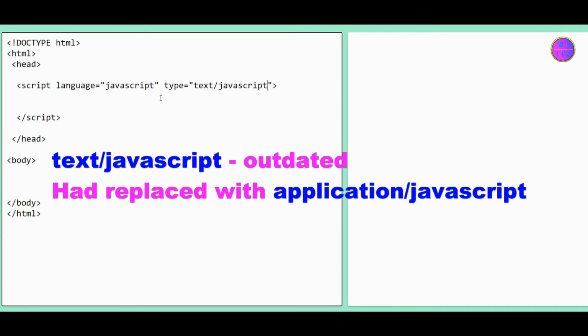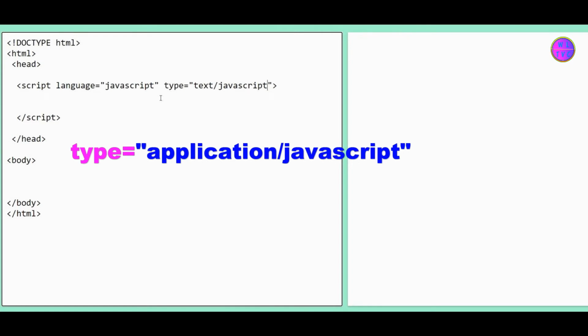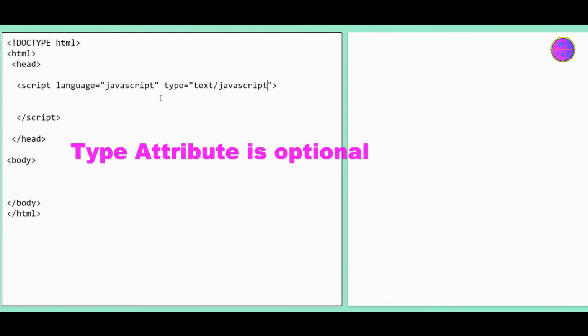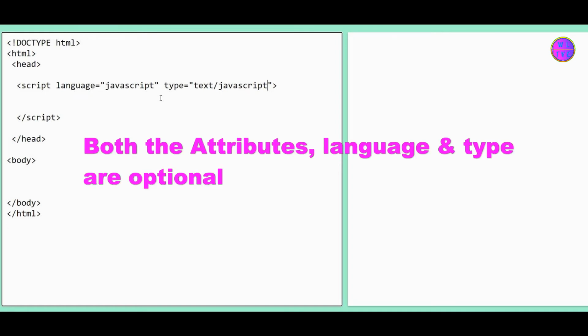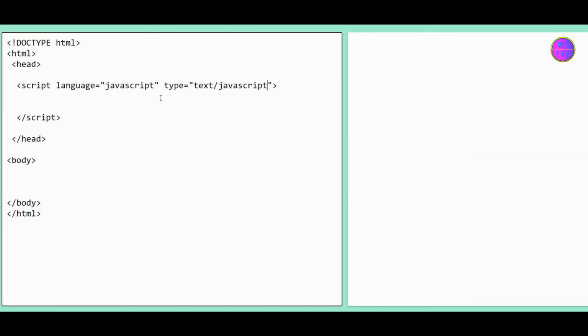As text slash JavaScript became outdated, it has been replaced with application slash JavaScript. So it can be written as type equals quotation mark application slash JavaScript quotation mark. However, the type attribute is optional upon the introduction of HTML5. So in short, both the attributes language and type are optional in the new versions of HTML.